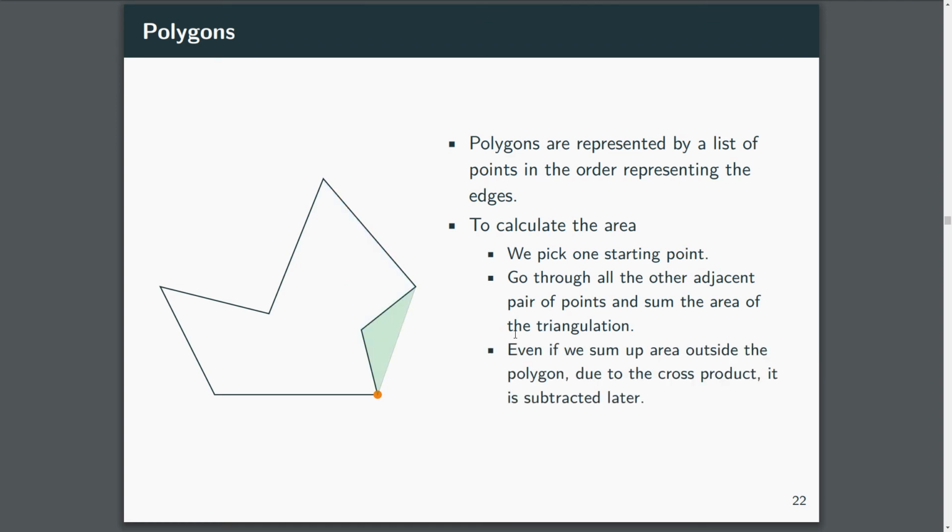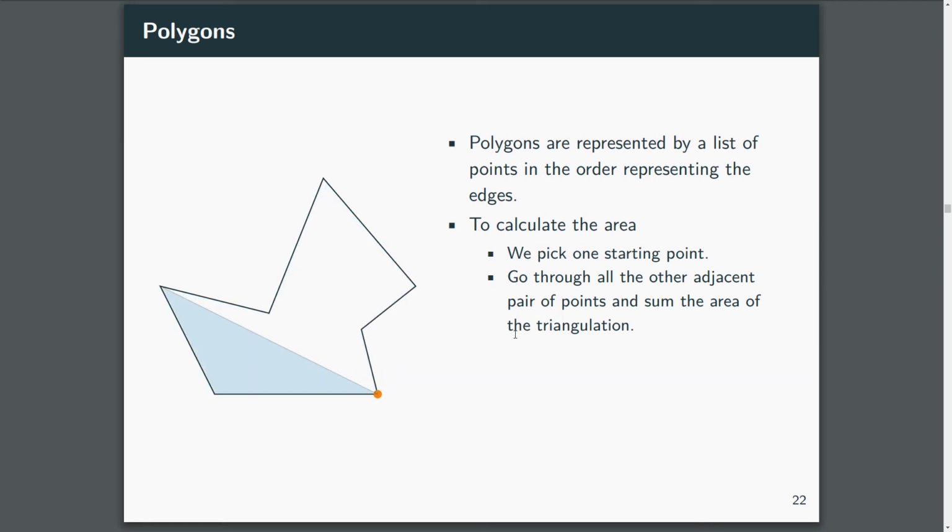If we did this another way, so if the points were ordered in the other way, we could get a positive value instead of a negative value. So you can determine if the order of a polygon is clockwise or counterclockwise using the area.